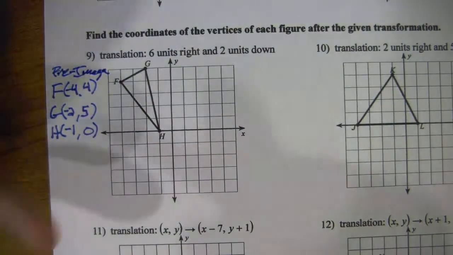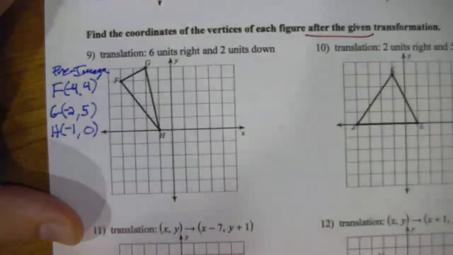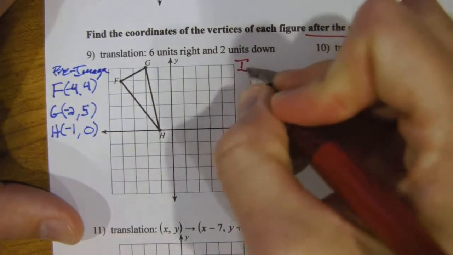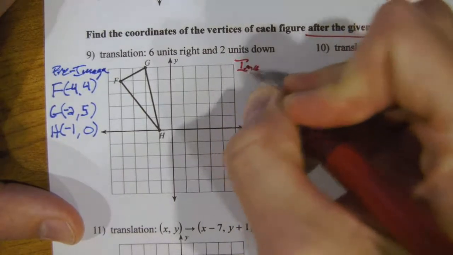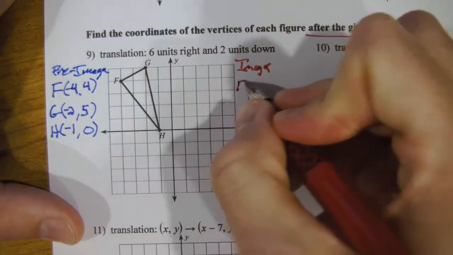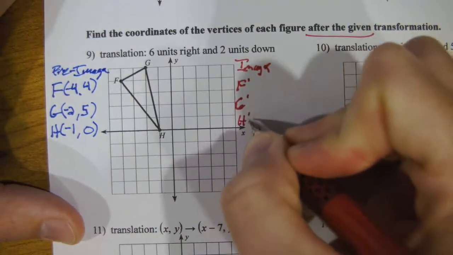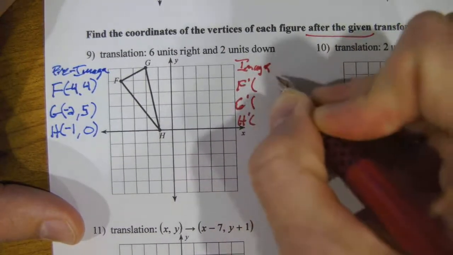coordinates. Okay? Now what I need to do is the directions say I need to list all of the vertices after the given transformation. So what I need then are image coordinates. In other words, where would my new triangle end up? So I need to know where F prime, G prime, and H prime are all going to end up.